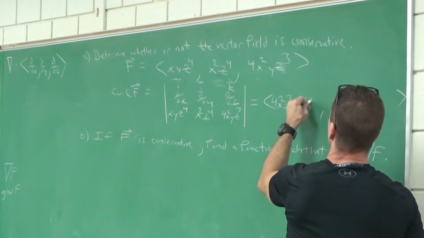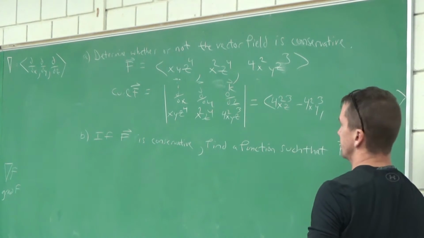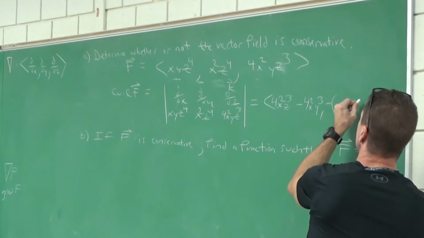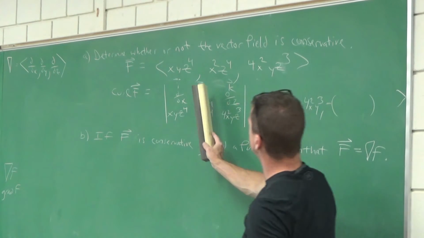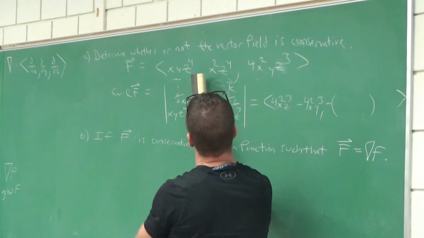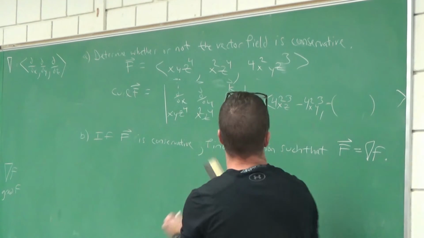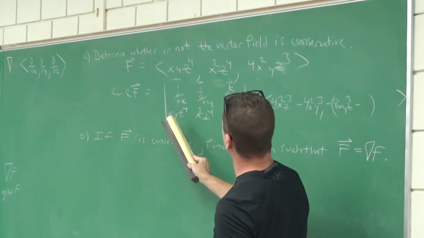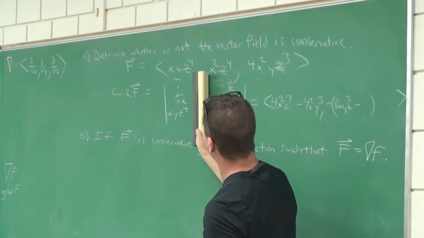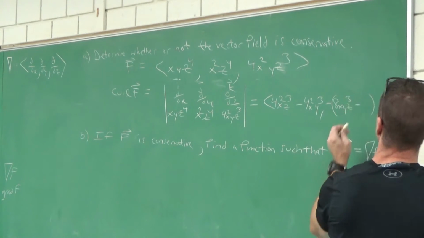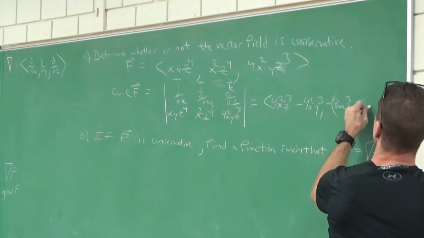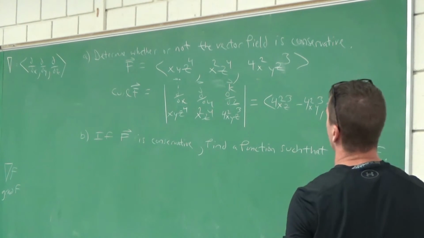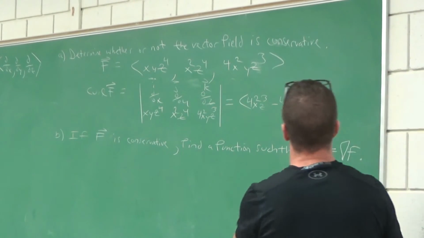Hey! Maybe this is conservative. That's 0, isn't it? Try the middle component. Negative. What's the partial with respect to x? 8xyz cubed. Minus, what's the partial with respect to z? Hey, this is looking pretty good so far. 8xyz cubed minus 4x squared z cubed. So this has come out to be what?